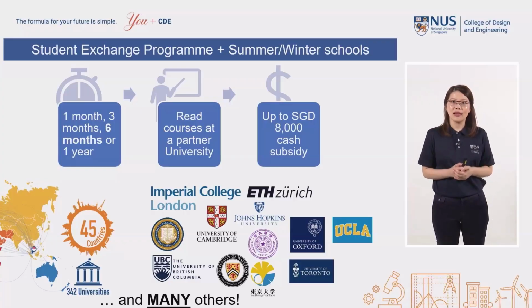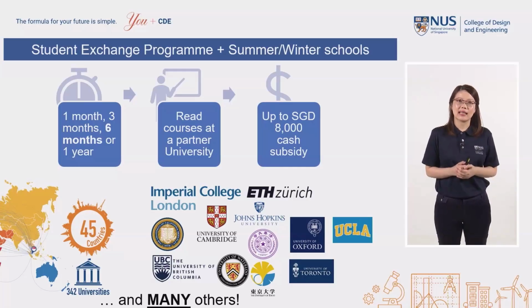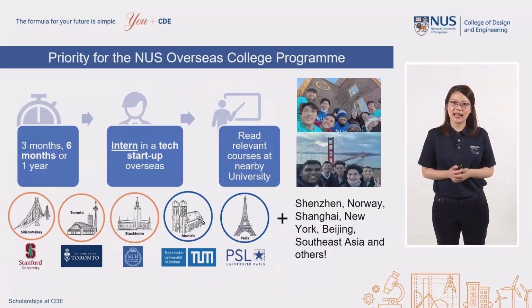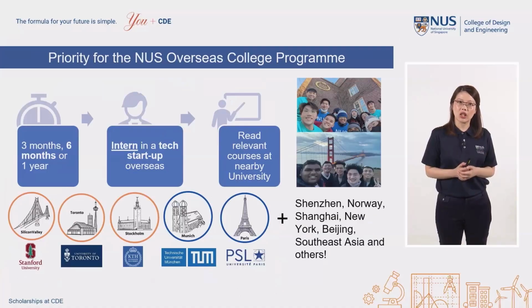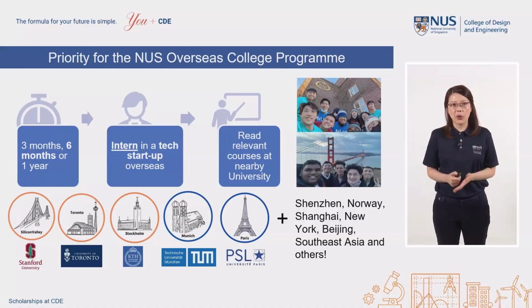But that is not all. There are also opportunities to go for summer and winter schools overseas, such as South Korea, and this is supported with a subsidy of $3,000. The other highly coveted and extremely popular opportunity for which our scholars have preferential access to is the NUS Overseas College Program, or NOC. For students with an entrepreneurial spirit, NOC participants intern at a startup, gaining first-hand insights into the startup ecosystem, as well as read related classes at partner universities.